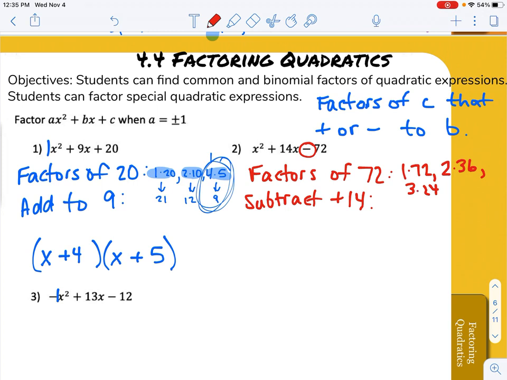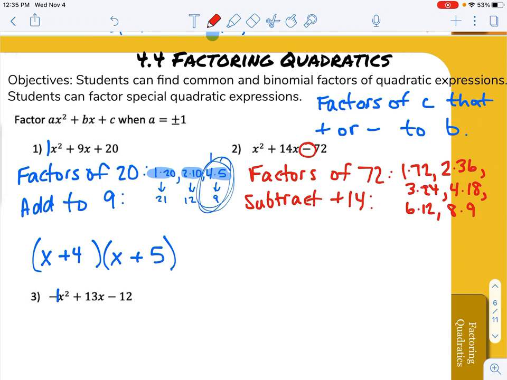I don't know if 4 goes into it or not. 4 and 18. No 5 for sure. 6 and 12. No 7. 8 and 9. No 10. No 11. And we already have done 12, so we know we've exhausted our list.